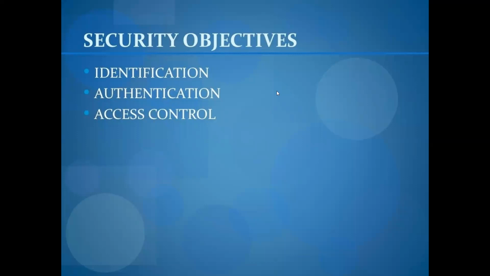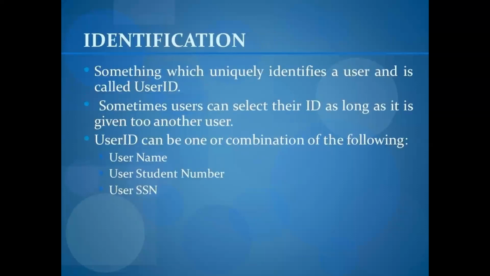So in this video, we consider the security objectives: identification, authentication, and access control. What is identification? Something which uniquely identifies the user, called the user ID. Sometimes users can select their ID as long as it is not given to another user. A user ID can be one or a combination of the following: user name, student number, or SSN number.